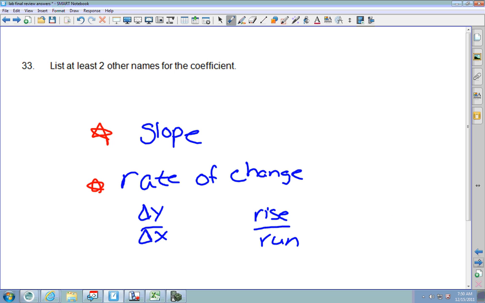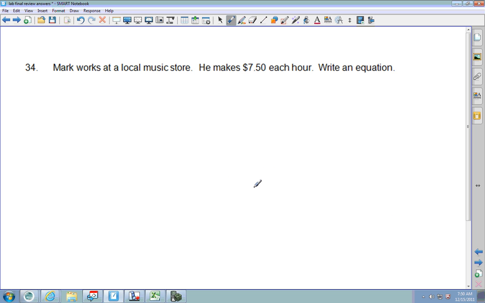Next. Mark works at a local music store. He makes $7.50 each hour. Write an equation. y equals 7.50 times x. That's my code word right here, each, telling me that I'm multiplying, that the 7.50 is my coefficient.